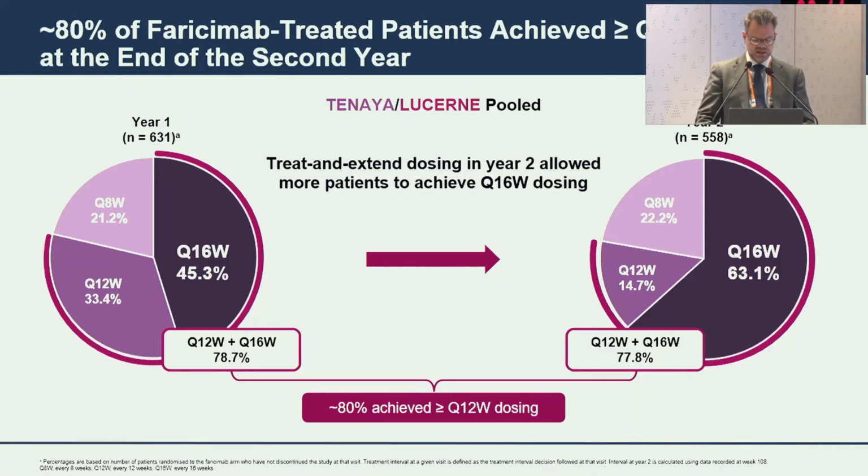And if we looked at the 1-year data, when patients had not yet been switched to the treat and extend, about 80% of patients could be treated at Q12 or greater interval, with only about 20% of patients at Q8 weeks. And at the end of the study at year 2, there was still about 80% of patients that were at least 12 weeks or longer. But as you can see from this pie chart, a greater proportion of patients were now on Q16 weekly injections.